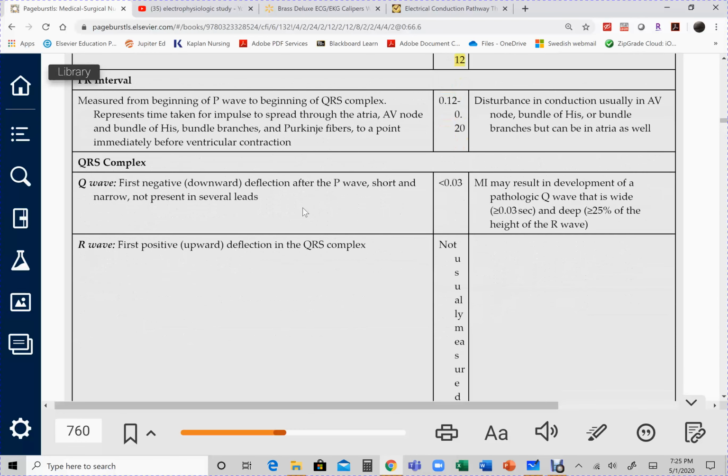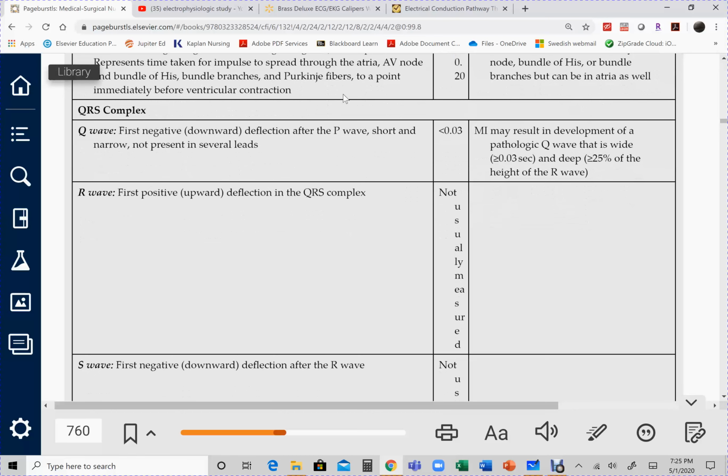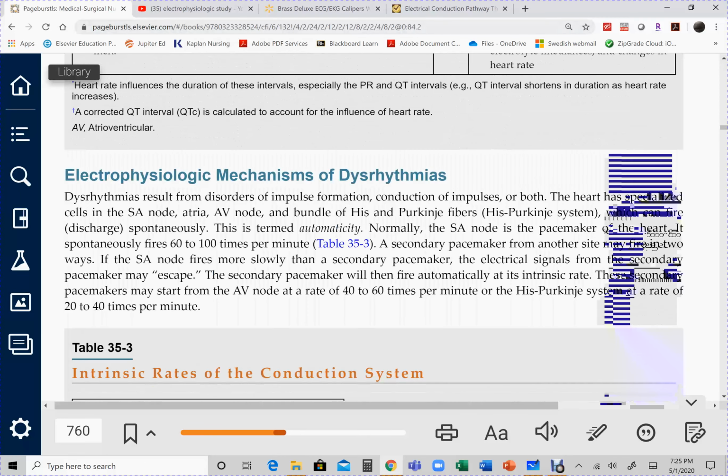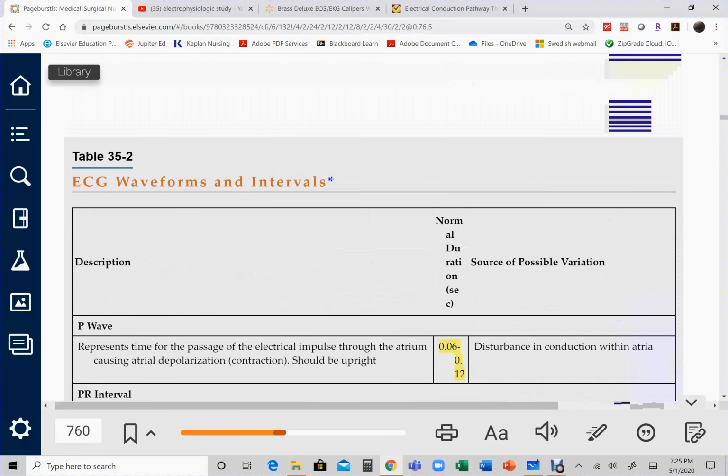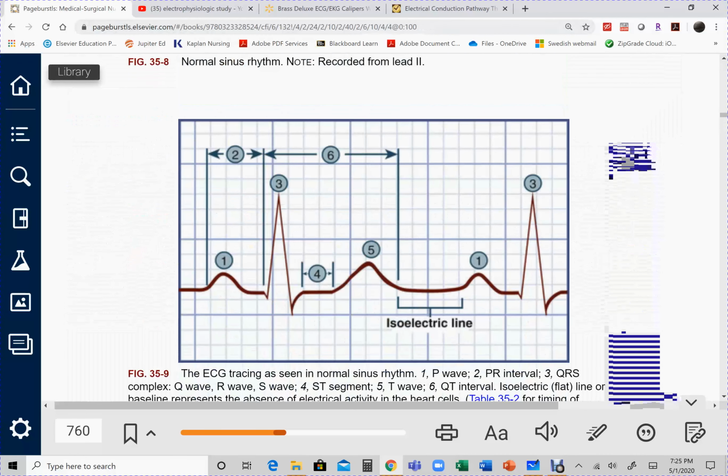Next is the QRS complex. This represents ventricular depolarization, or ventricular contraction. It's usually less than 0.3 seconds long. Okay, where is our drawing? Okay, right here. So this is your QRS complex.